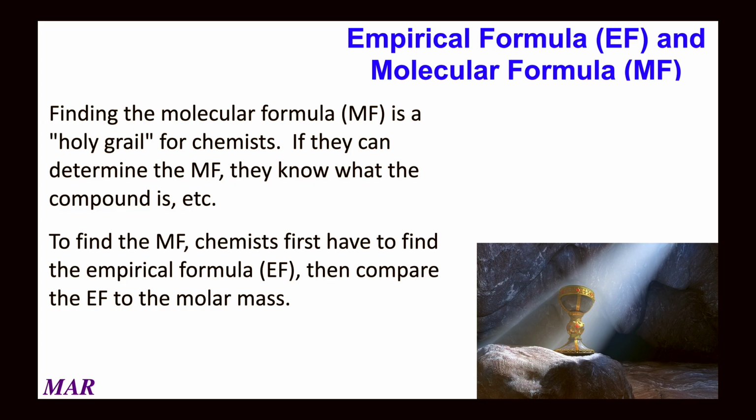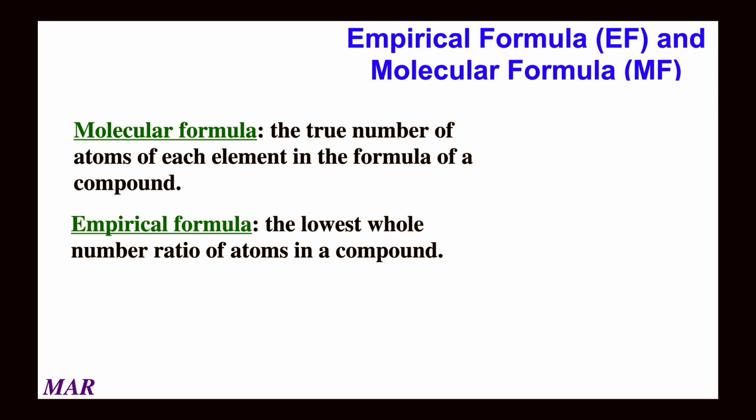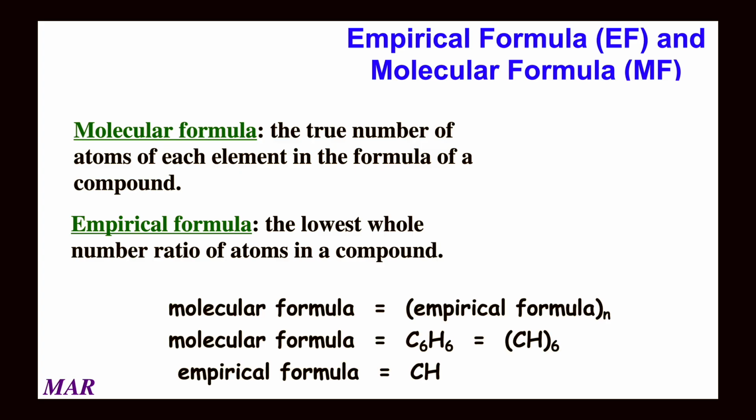So notice the abbreviations, all right? We're going to use EF for empirical formula and MF for molecular formula. But before we talk about how to do these, we need to talk about what the heck EF and MF actually represent. So the molecular formula is the actual formula of the compound, and it represents the number of atoms, all that kind of stuff. The empirical formula is the lowest whole number ratio of atoms in a compound. And if that's as clear as mud, I completely understand. Let's look at some examples.